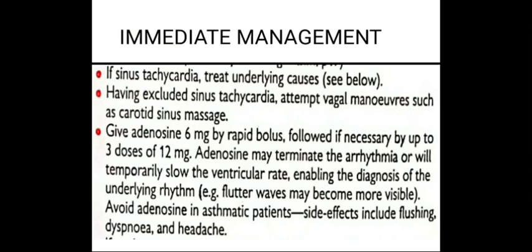In immediate management, if sinus tachycardia, treat underlying causes. Having excluded sinus tachycardia, attempt vagal maneuver. What is that? That is a carotid sinus massage. Then give adenosine. The adenosine dose is 6 mg by rapid bolus, followed if necessary by up to 3 doses of 12 mg. Adenosine may terminate the arrhythmia or will temporarily slow the ventricular rate, enabling the diagnosis of underlying rhythm. That is, flutter waves may become more visible. You should avoid adenosine in asthmatic patients because the side effects include flushing, dyspnea, and headache.